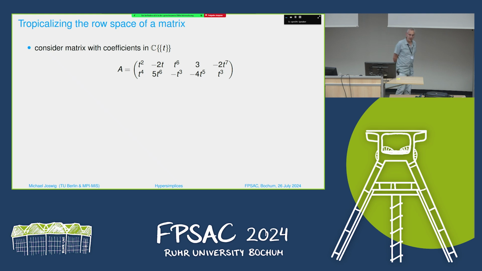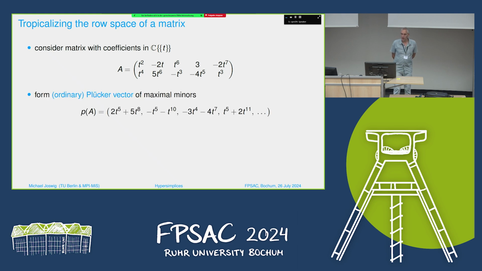And what am I doing? I'm taking a matrix out of those coefficients. In this example, it's a 2×5 matrix. And I'm interested in the row span of this matrix. So this is a 2-dimensional linear subspace in a 5-dimensional vector space over the field of Puiseux series. And I'm interested in its tropicalization.